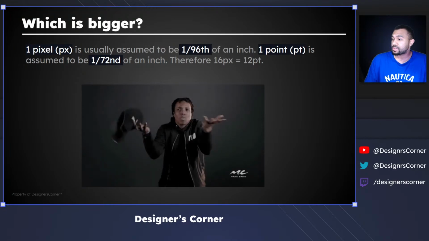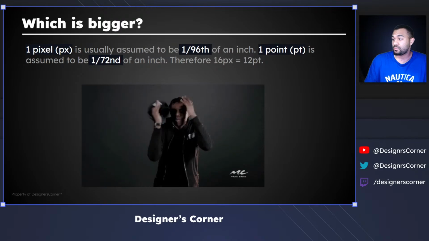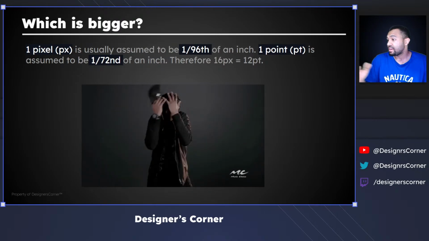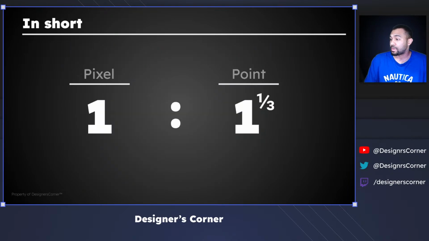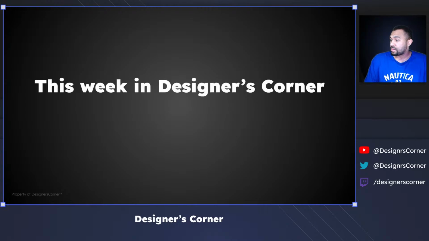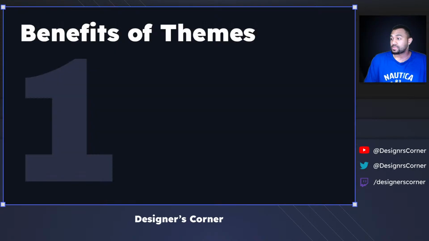Well, the answer is 1 pixel is usually around 1/96th of an inch, whereas a point is 1/72nd. So as the GIF is saying, what does that mean? How does that help us? In short, to put it in a ratio, it's about a 1 to a 1/3 ratio, where the point is a little bit bigger than the pixel. It's about a third bigger than the pixel. So now you know. So this week in Designer's Corner, we're getting into Google themes.